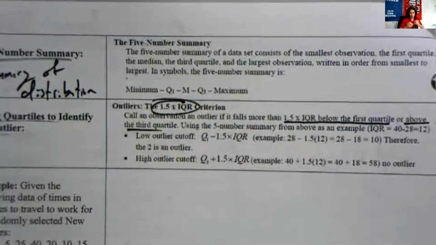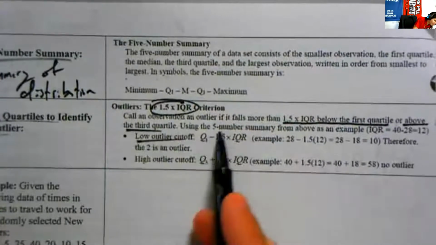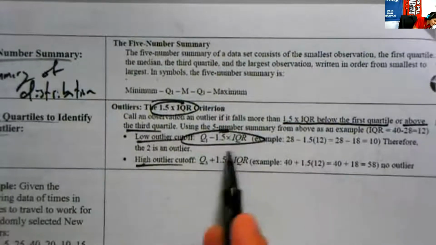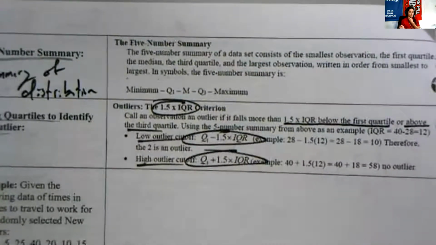Okay, how do we come up with that? It's an arbitrary thing. How do we find these low outlier cutoffs and high outlier cutoffs? Given by those formulas. Q1 minus 1.5 times the IQR, or Q3 plus 1.5 times the IQR.